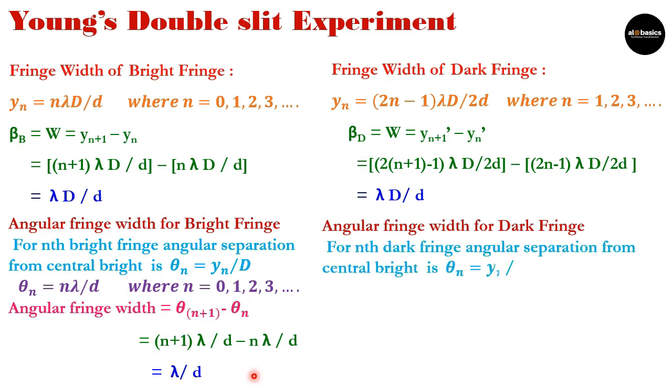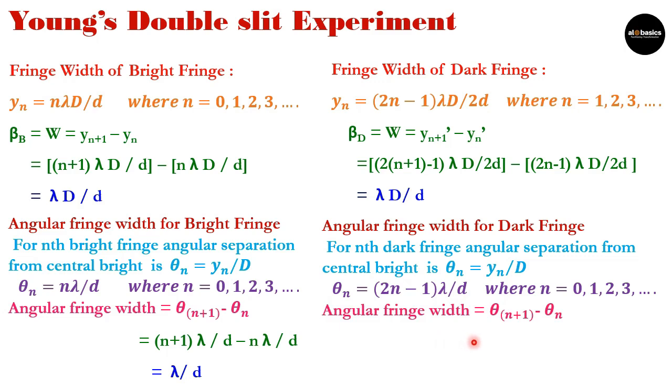Same procedure will follow here, and here theta n is again given by y by D, but the value of y n is different for dark fringes, and that value will be substituted from this equation. So we come to the equation that theta n is equal to (2n minus 1) lambda by d. Rest of the procedure is the same. Angular fringe width is given by substituting all these values, and we come to the same conclusion that it is equal to lambda by d. We can see that angular fringe width is also the same for bright fringe as well as dark fringe.